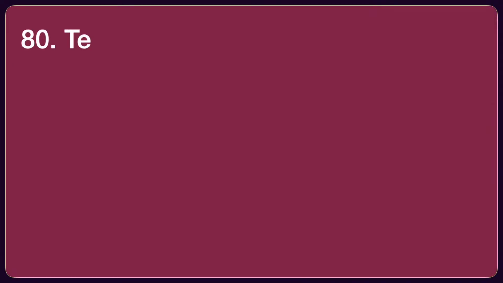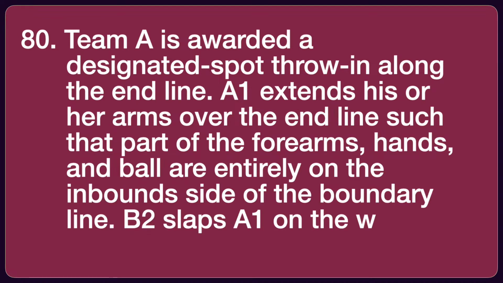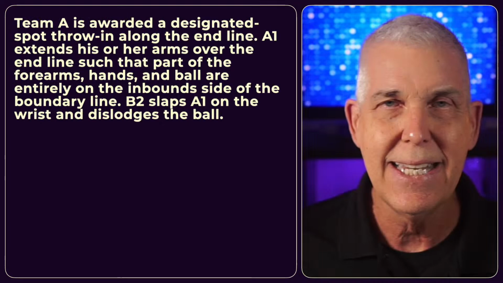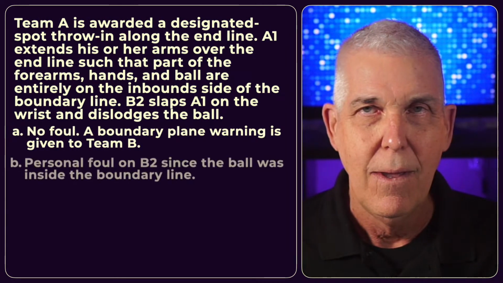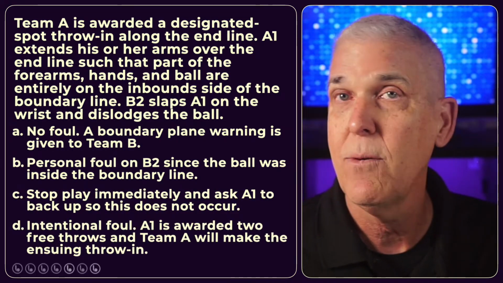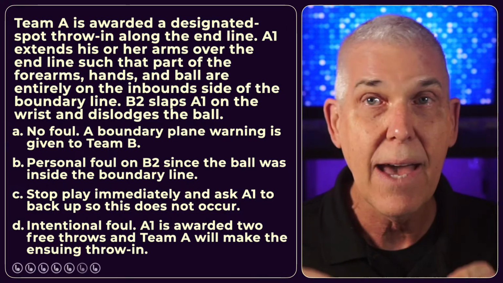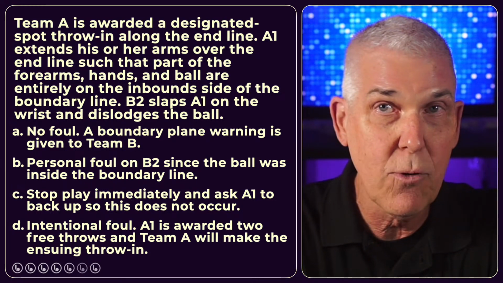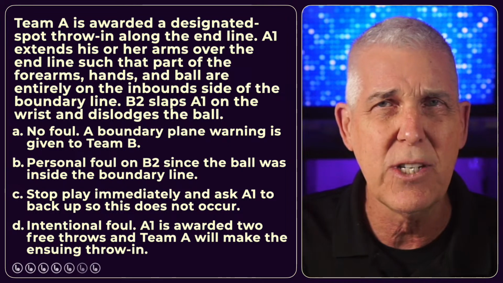All right. Team A is awarded a designated spot throw-in along the end line. A1 extends his or her arms over the end line such that part of the forearms, hands, and ball are entirely on the inbound side of the boundary line. B2 slaps A1 on the wrist and dislodges the basketball. What do we do in this unique situation? Not something you're going to see every day, but bottom line, what has happened? We have a thrower. They do something unusual by extending the ball through the boundary plane. This makes our brain say, wait a minute, that's a situation.